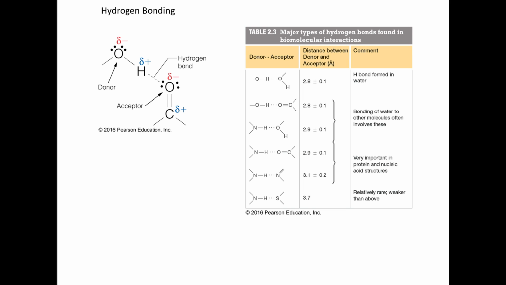Okay, so now moving on to some of the meatier stuff. Hydrogen bonding. Hydrogen bonding involves a hydrogen bond donor and a hydrogen bond acceptor. And that is a little bit counterintuitive in terminology, because in this case, we have a hydroxyl group, which is our donor, and here we have a carboxyl group acting as our acceptor.